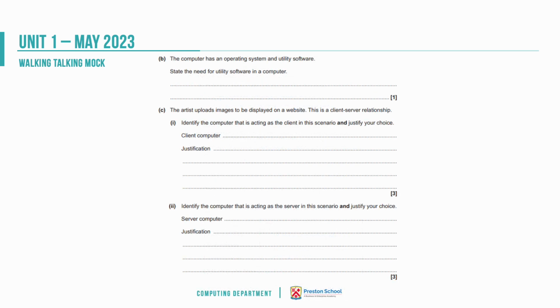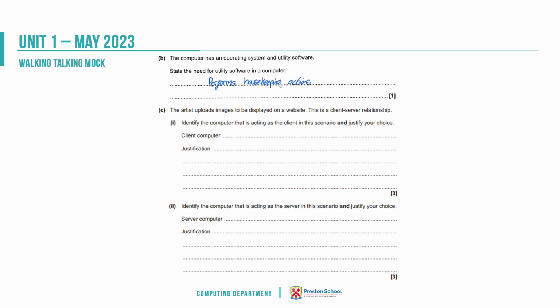We're then asked around some operating systems and utility software questions. We're asked to state the need for utility software. This is one you just need to memorize. It's always going to be a 1-mark answer, and it performs housekeeping actions. Those actions to keep the computer running smoothly. Okay, just remember that as the answer. Performs housekeeping actions.